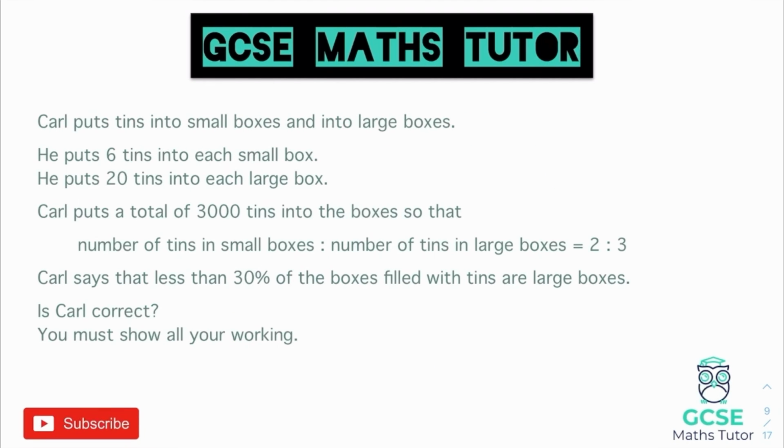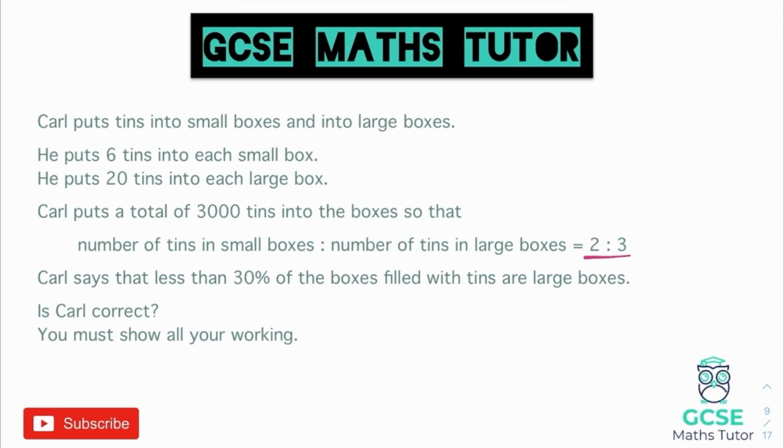Okay, so here's another question looking at ratios with percentages. It says here, Carl puts tins into small boxes and large boxes. The small boxes have 6 tins and the large boxes have 20 tins. He puts a total of 3,000 tins into the boxes, and then it tells us the ratio of small to large and says that it's 2 to 3. It says Carl says that less than 30% of the boxes filled with tins are large boxes. Is he correct?